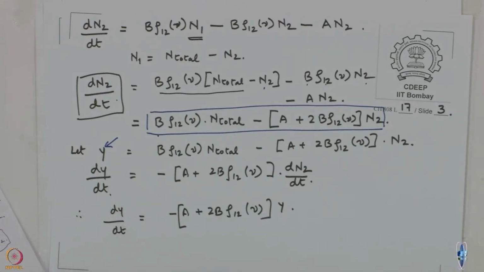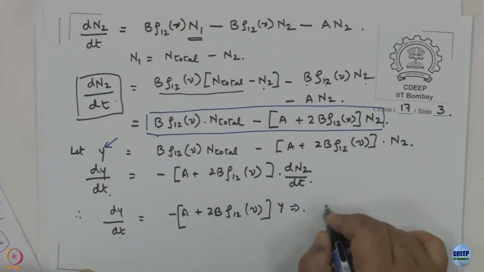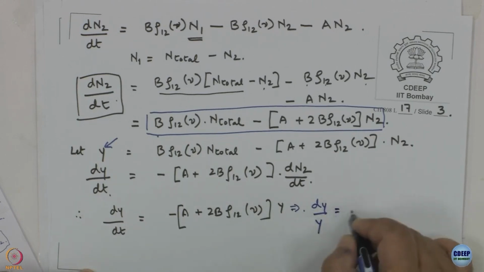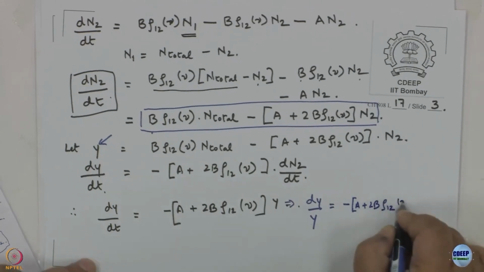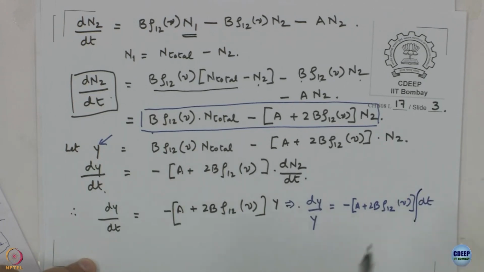Now, it is not very difficult anymore, I hope, and I can write something like this, dy by y, and everybody knows what the integral of dy by y is, equal to minus a plus 2b rho 1 2 of nu dt. And what do we do? I integrate, right. Only one trick, I mean not trick, one pitfall is there. When I integrate, I am going to do a definite integration. I am going to integrate from 0 to time t. So, right hand side is quite simple.